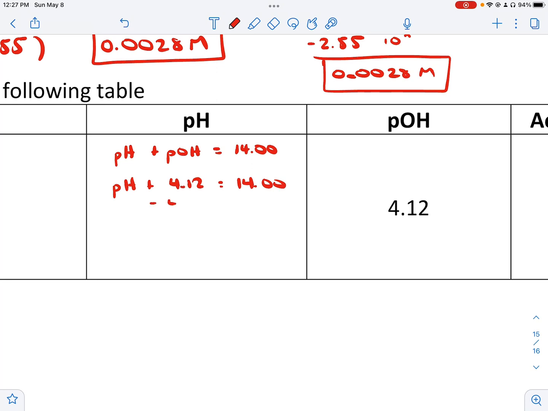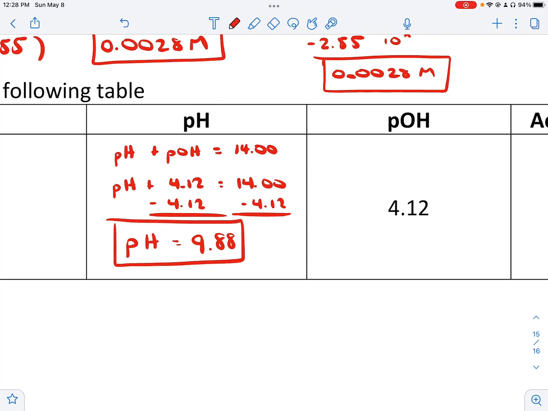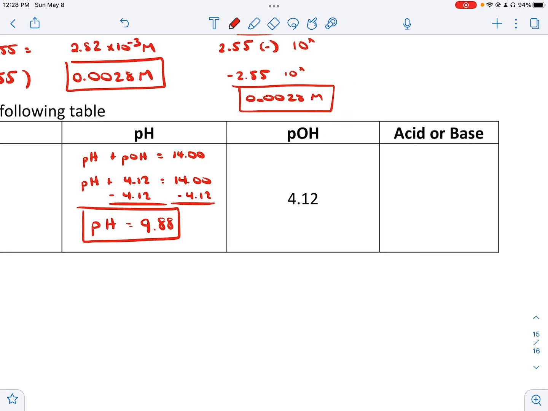I can subtract 4.12 on each side, and our pH should give us 9.88. Remember, no label on pH or pOH, but do keep two decimals. So 9.88 tells us we have a base because our pH is above 7. If our pH is above 7, we have a base.